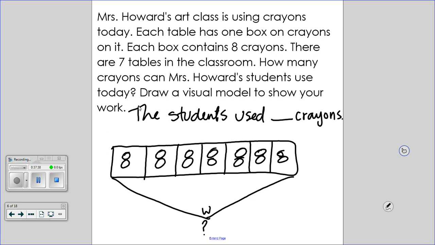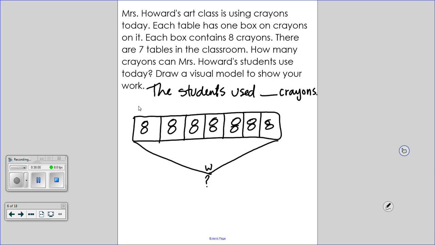Now, we know a lot of parts, but we do not know the whole. What kind of math does that sound like to you? We know lots of parts, but we don't know the whole. That sounds like what math operation? Piper? Addition? That sounds a lot like addition. It's addition. It's a repeated addition equation, right?